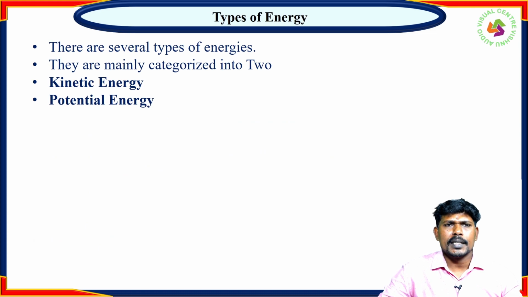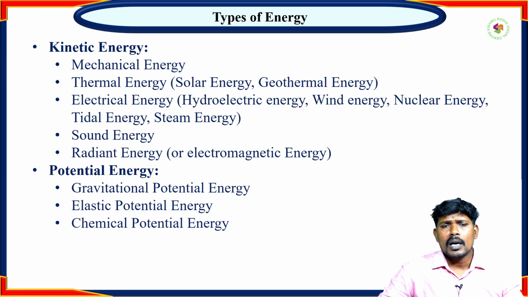First one, types of energy. Generally, in the universe, various types of energies are there, but these energies can be classified into kinetic energy or potential energy. Kinetic energy is associated with the motion of bodies. Potential energy is associated with the position or state. The kinetic energy examples are mechanical energy, thermal energy, electrical energy, sound energy and radiant energy. Potential energy examples are gravitational potential energy, elastic potential energy and chemical potential energy.